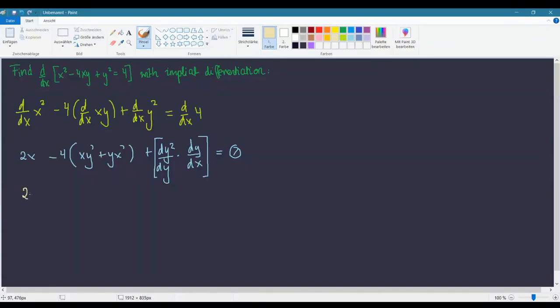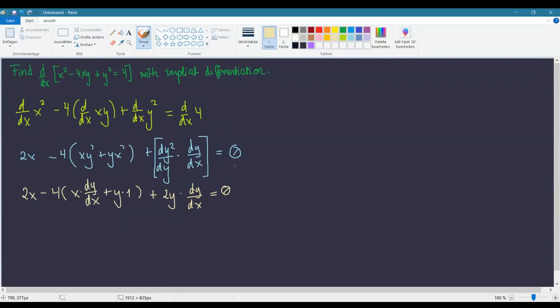Okay, so now we're just going to worry about the product rule first. We're going to have 2x minus 4 times x times dy over dx, because deriving y with respect to x is just going to be dy over dx. That's what we're going to solve for. That's the slope of the tangent line. That is our derivative, right? Plus y times 1, plus dy squared over dy, which is going to be 2y, times dy over dx equals 0.